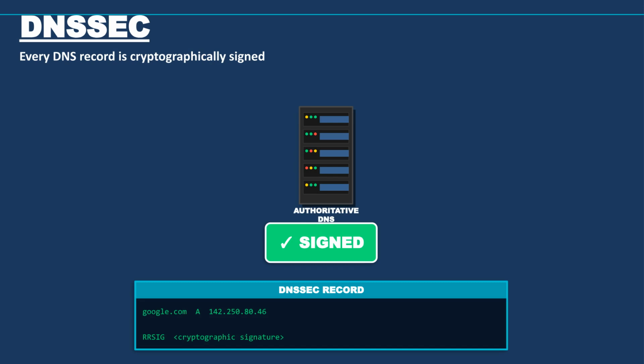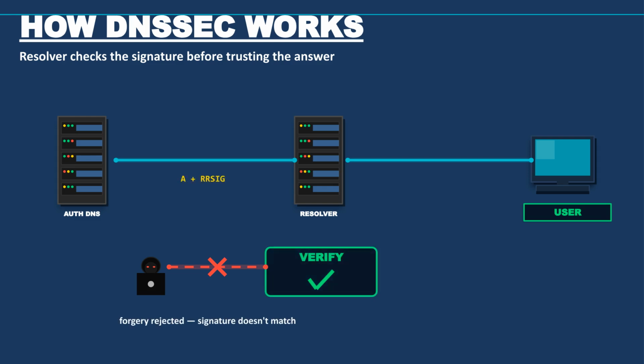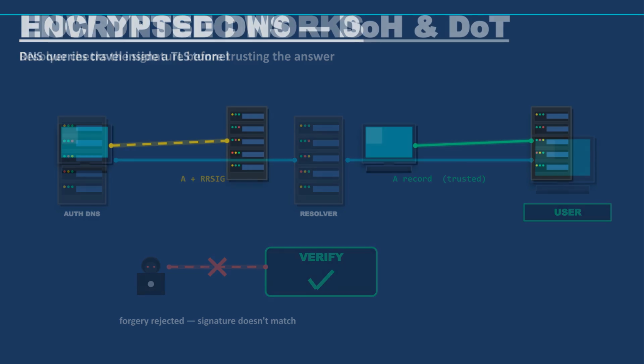DNSSEC introduces digital signatures on every DNS record, making forgery impossible. This mechanism allows resolvers to verify the authenticity and integrity of the DNS information before trusting it. DNSSEC works by having the resolver check the cryptographic signature of the DNS record before forwarding the trusted answer to the user. This verification process rejects any forged replies, preventing attacks like spoofing.